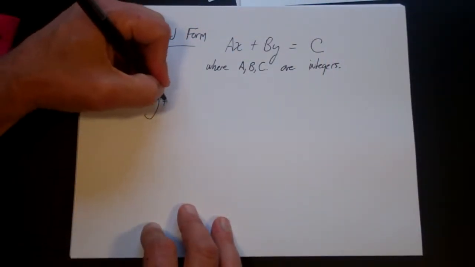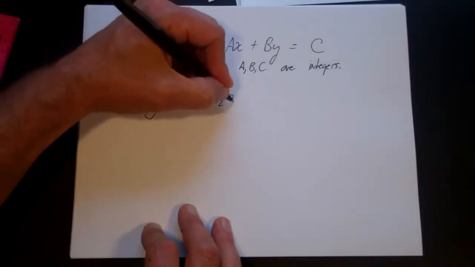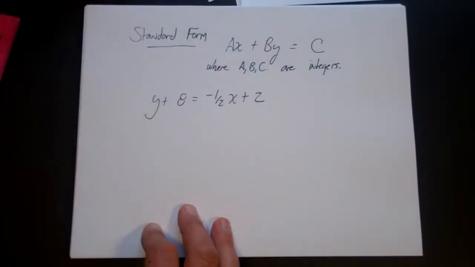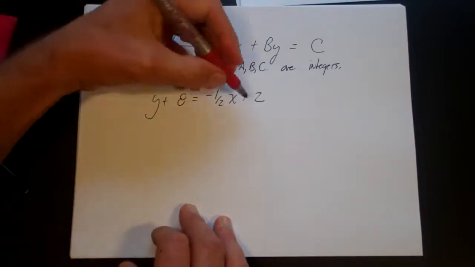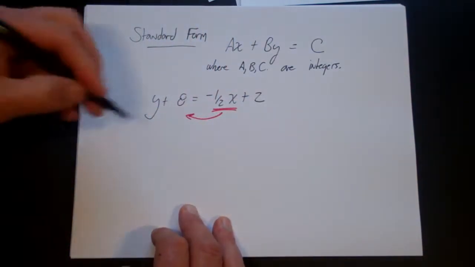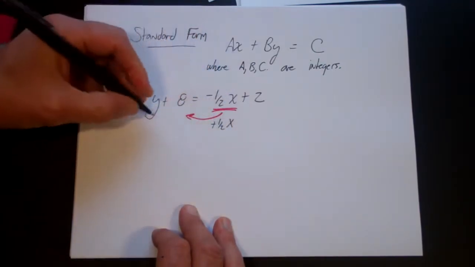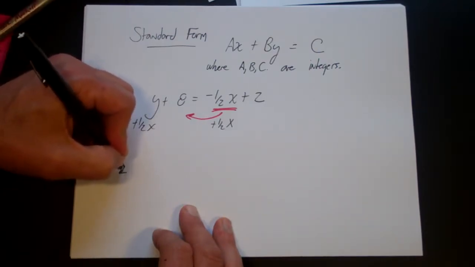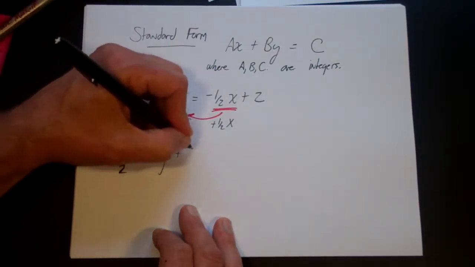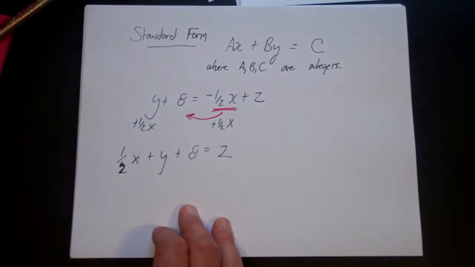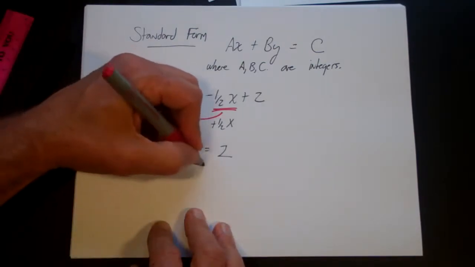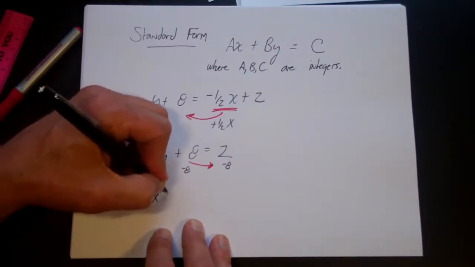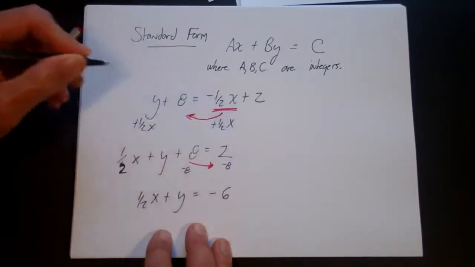We had y plus 8 is equal to minus 1/2 x plus 2. What I want is x and y on one side and all the numbers on the other side. So I want to move this 1/2 x to the other side. I'm going to add 1/2 x to both sides, and I get 1/2 x plus y plus 8 is equal to 2. Then I want the 8 on the other side, so I'm going to subtract 8 from both sides, and I get 1/2 x plus y is equal to negative 6.